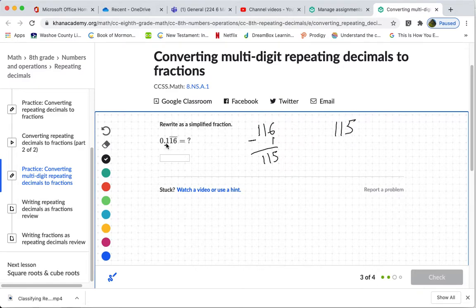Then we're going to take the place value, so this is tens, hundreds, thousands. The 6 is in the thousands place. And again, we're still just subtracting the non-repeating part, but the place value. And so in this case, it's the tenths place. So 1,000 minus 10, that's 990. So this should be 115 over 990.